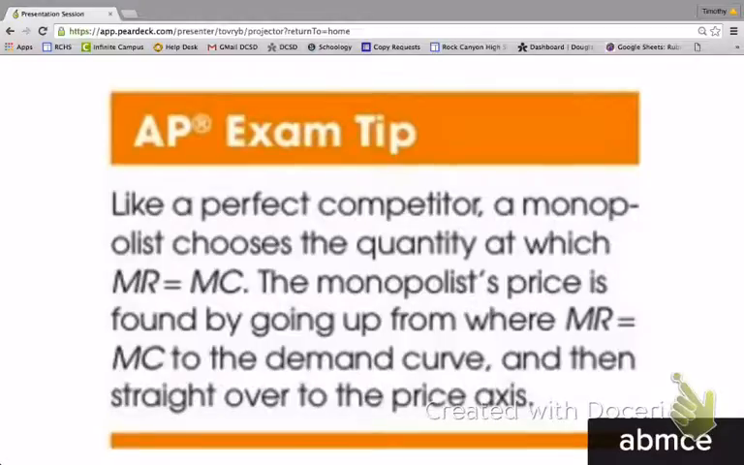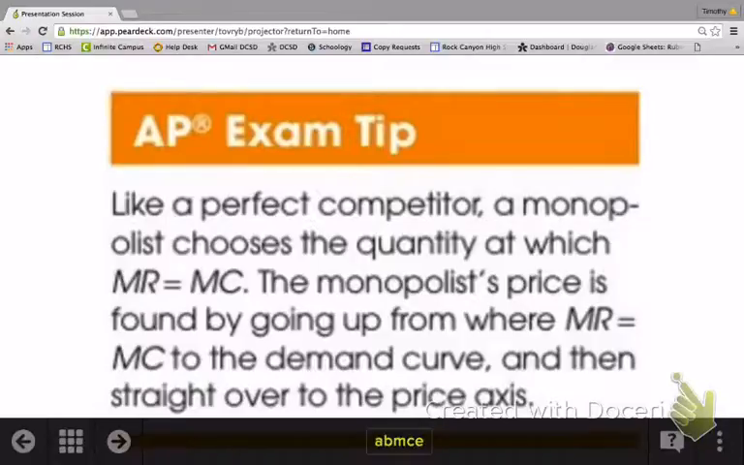So like a perfect competitor, a monopolist will always choose the quantity of output at which marginal revenue equals marginal cost. But unlike a perfect competitor, that will not be equal to the price that it charges. The monopolist's price will be found by going up from where marginal revenue equals marginal cost vertically to the demand curve and then straight over to the price axis to find the price that the monopolist charges.